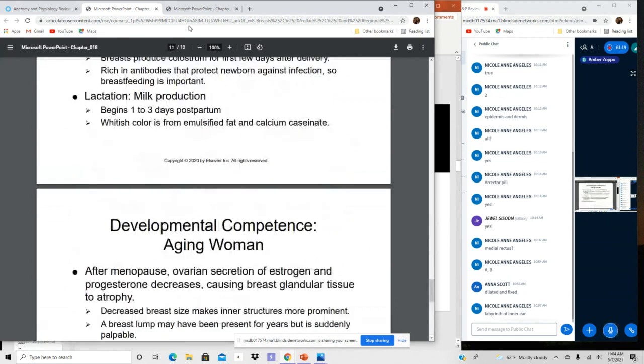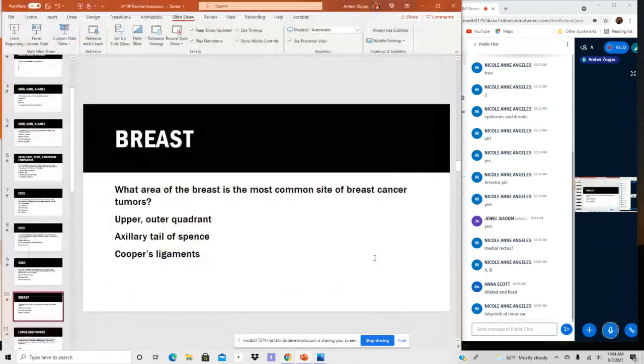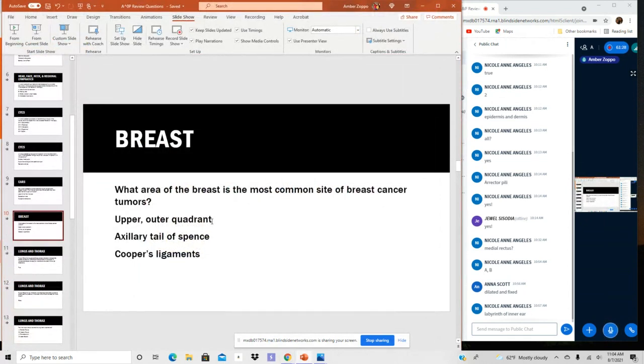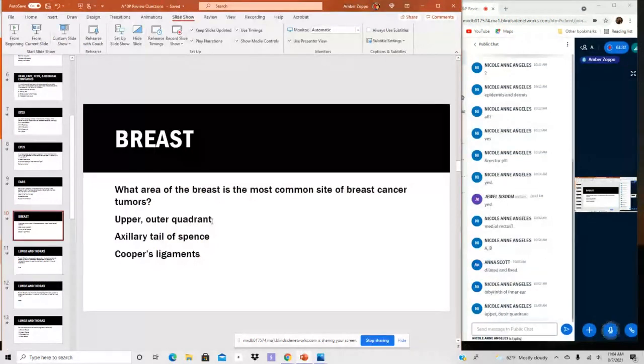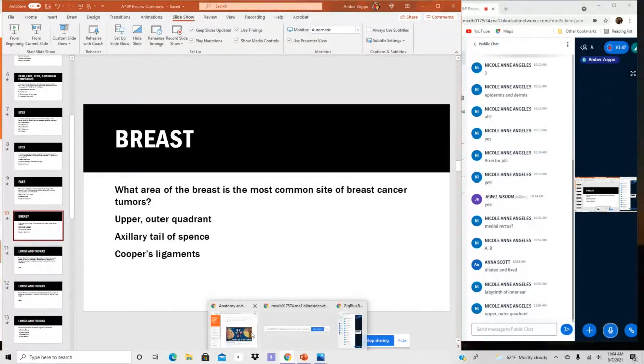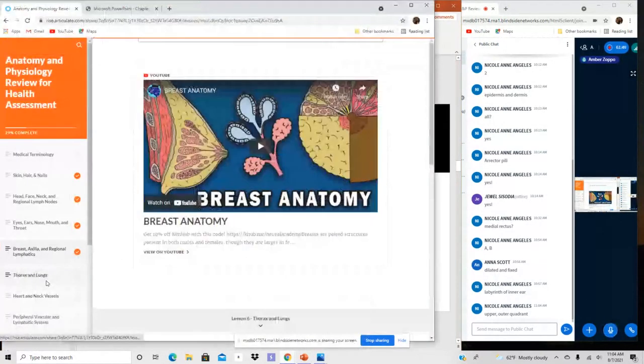Okay, so let's go over these next questions. And then I want to move on to the lungs and heart because I think that's going to take a little bit more time. So what area of the breast is the most common site of breast cancer tumors? Yes, remember, the upper outer quadrant is the most common site of breast cancer tumors. Okay, so let's move on to lungs and heart.